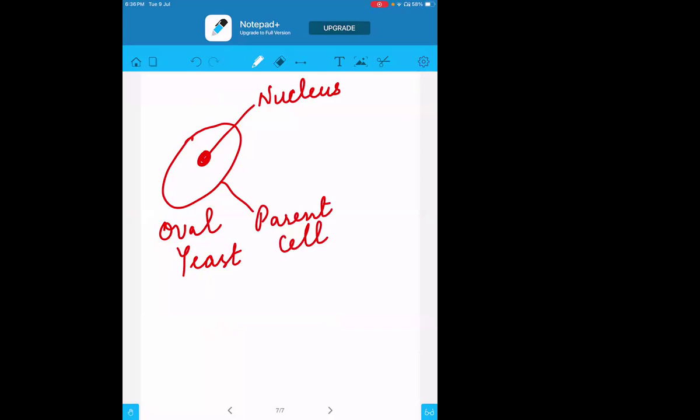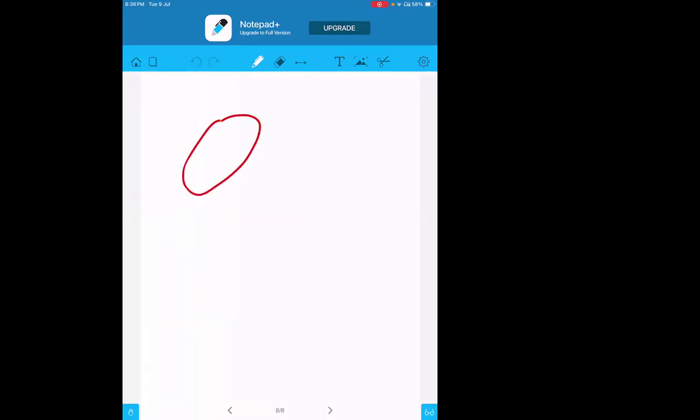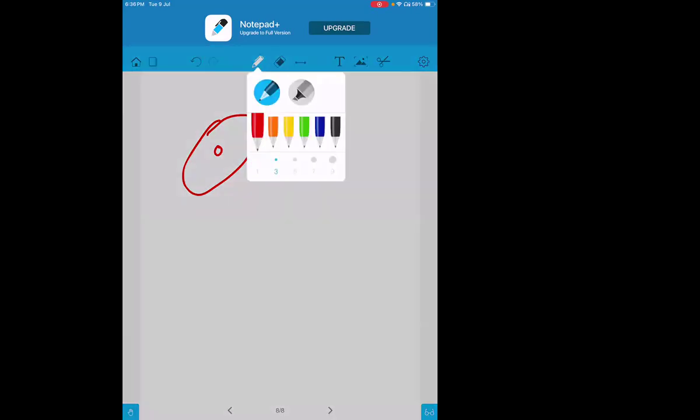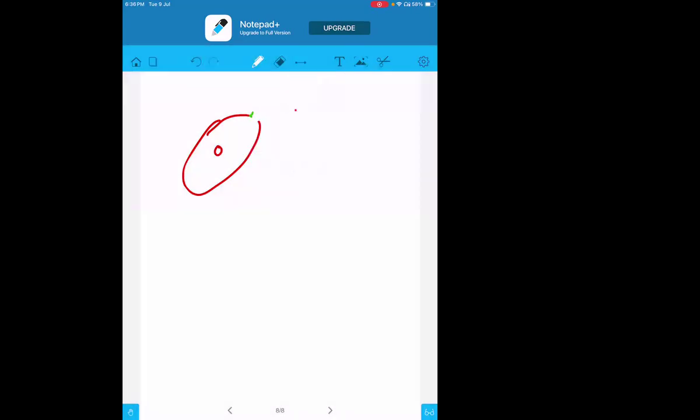Now, as I have said already, on the body of the yeast, a small outgrowth will come. Anywhere it can come. It is not important that it will come in one area. It can come in any area. So like this, a small outgrowth will come on the body of the yeast.